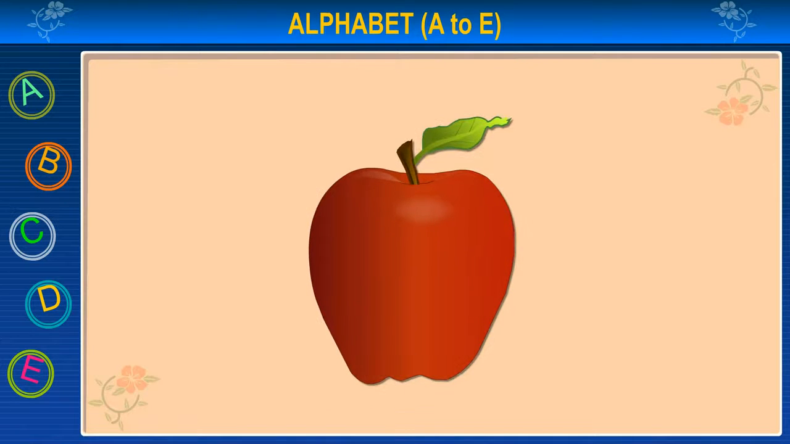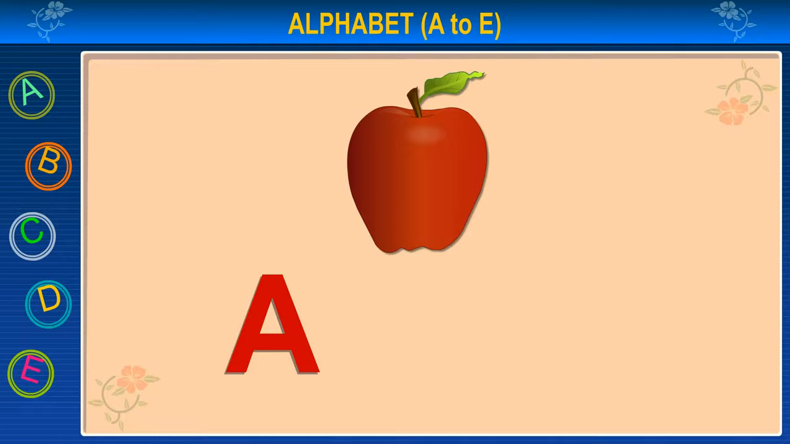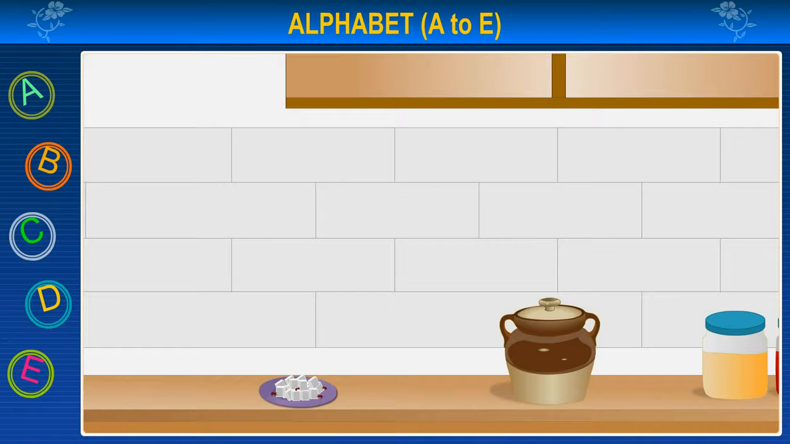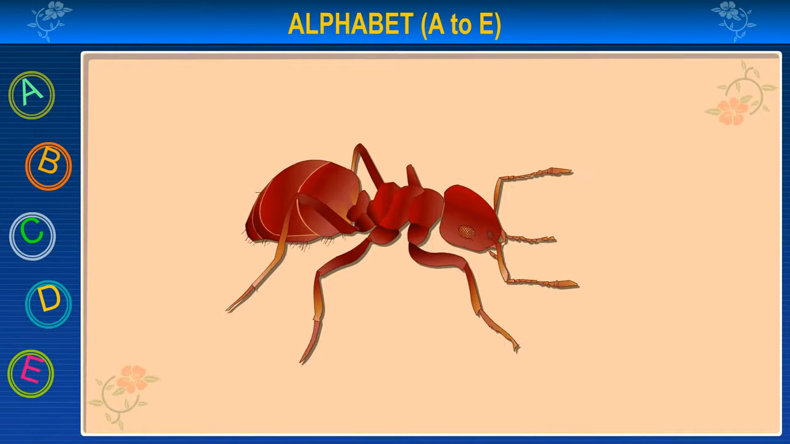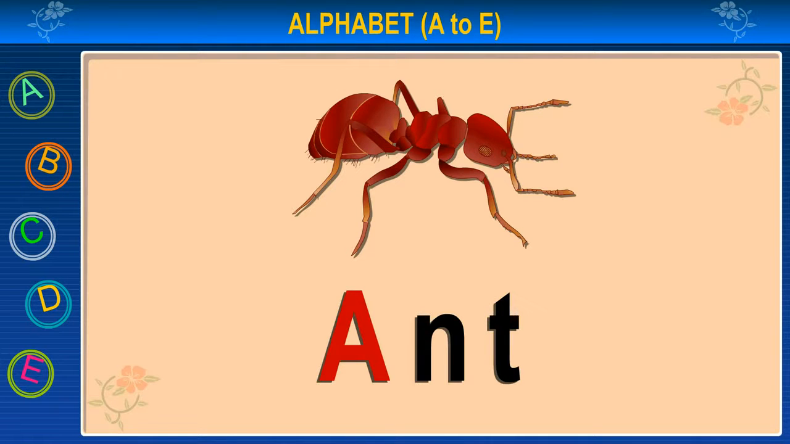A for apple. A, P, P, L, E, apple. A for ant. A, N, T, ant.